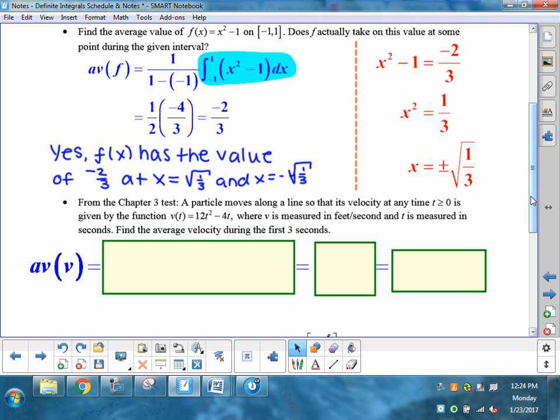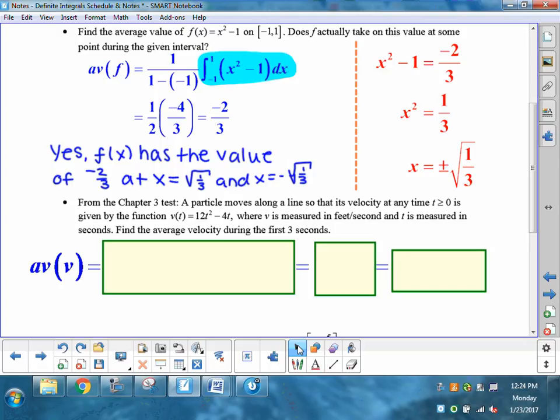A particle moves along a line such that the velocity at any time greater than 0 is given by that function, where time is measured in seconds. Find the average velocity during the first 3 seconds. What would I do to find the average velocity of this function during the first 3 seconds? What would this look like? We've got to pick up the pace here. What's the average velocity? 3 minus 3, 1 over 3 minus 1.